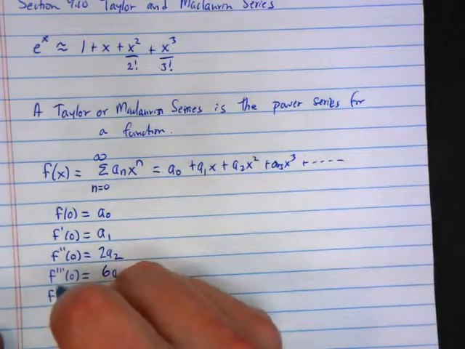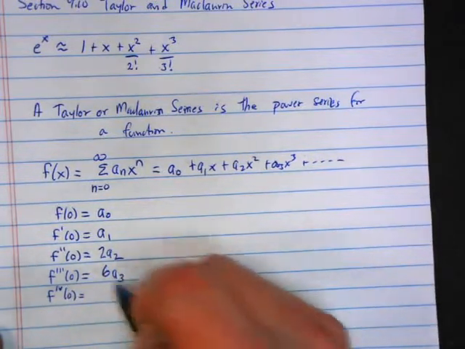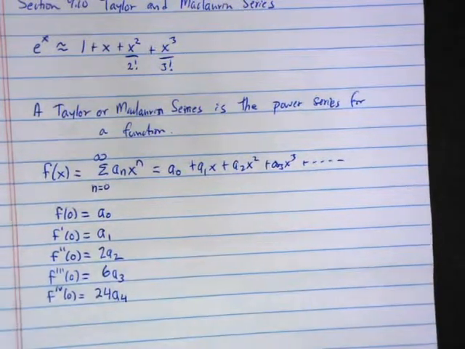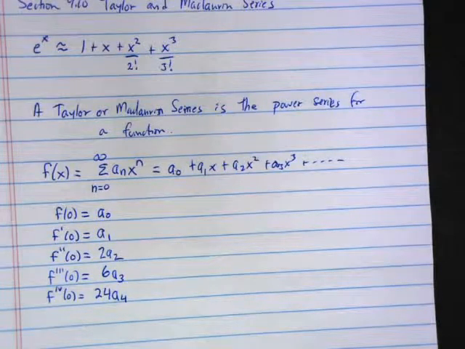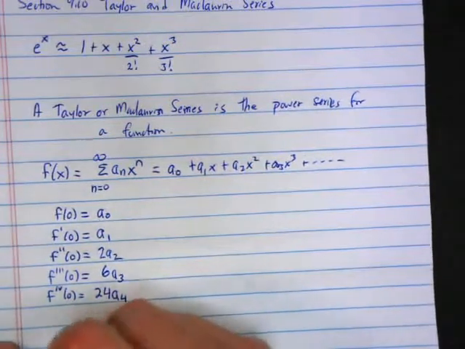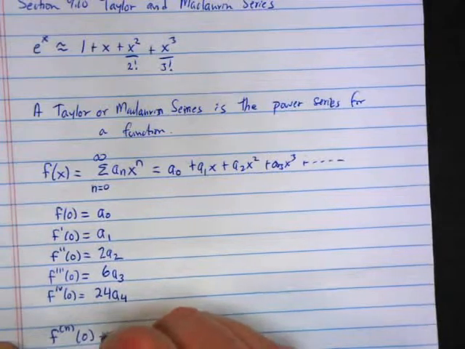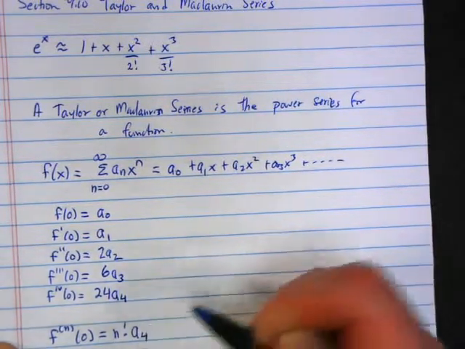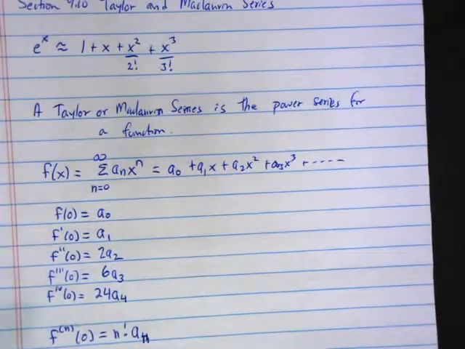What about f's fourth derivative? 24, a sub 4. So you're starting to see a pattern here. What's the pattern? It's factorial, because when I take the fourth derivative, I bring the 4 down, the 3 down, the 2 down, the 1 down. 4 times 3 times 2 times 1. So in general, the nth derivative at 0 is going to be n factorial a sub n.